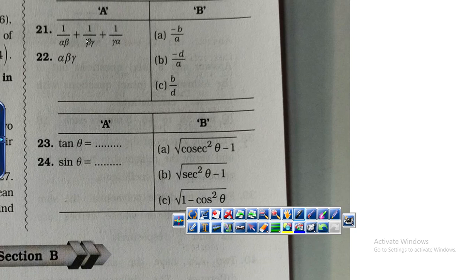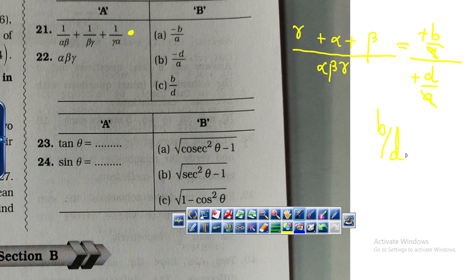वन बाय अल्फा बीटा, वन बाय बीटा गामा, वन बाय गामा अल्फा का एलसीएम लो. नीचे आएगा अल्फा बीटा गामा, ऊपर आएगा अल्फा बीटा गामा अल्फा गामा, ये. सो इन दिस क्वेश्चन वंस यू टेक द एलसीएम दिस इज द फॉर्मेट. अब ये तो है सम ऑफ जीरोस माइनस बी बाई ए, ये है प्रोडक्ट ऑफ जीरोस माइनस डी बाई ए, माइनस माइनस प्लस, ए कैंसल, बी बाई डी बचा. आंसर इज बी बाई डी. Alpha into beta into gamma is minus d by a. It's a direct formula.